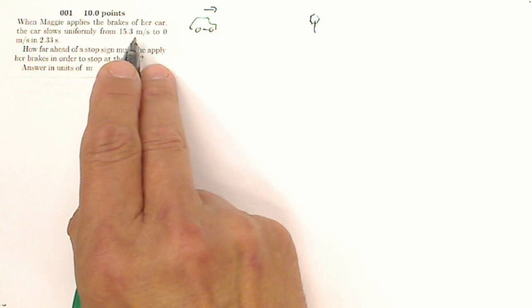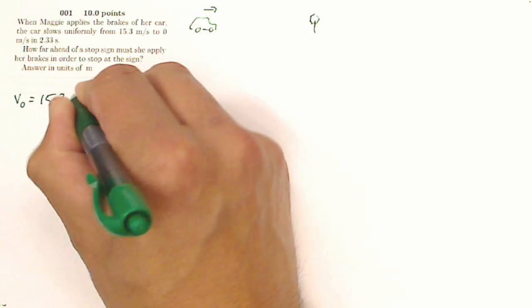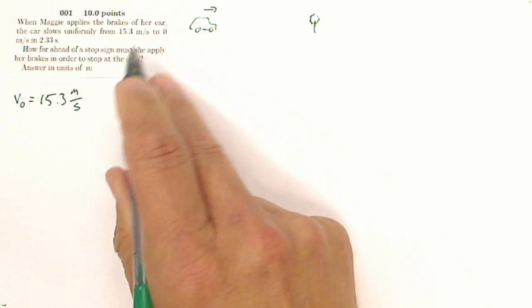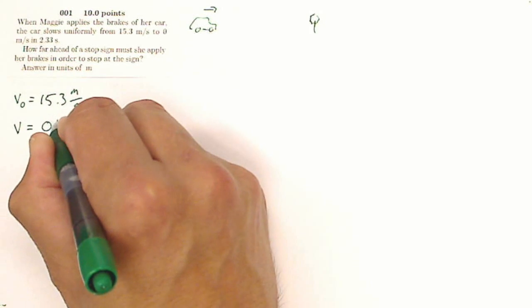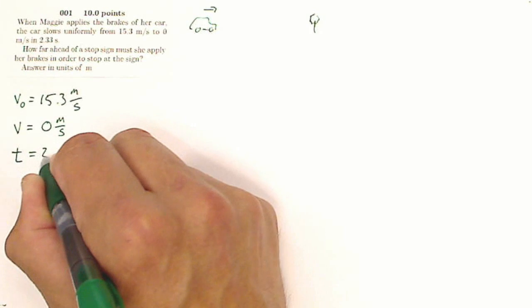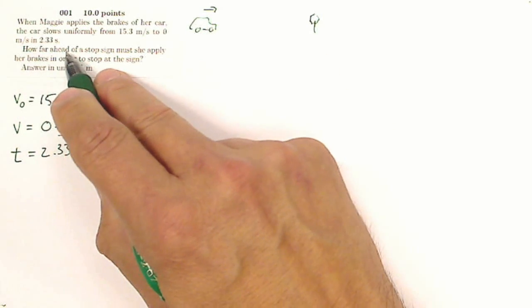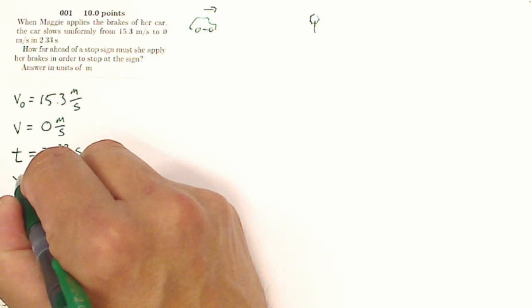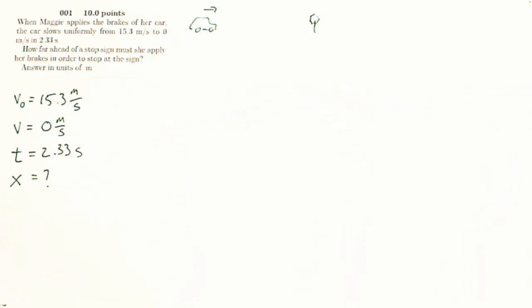So let's see what we know. The car slows uniformly from 15.3 meters per second. That's my initial velocity, 15.3 meters per second, to 0 meters per second. Well, that's my final velocity. She's going to end up at 0 meters per second in 2.33 seconds. So when I see seconds, that's time. Time is 2.33 seconds. The question asks, how far ahead? I'm looking for the distance that she's going to travel while she's slowing down. So my displacement equals question mark.